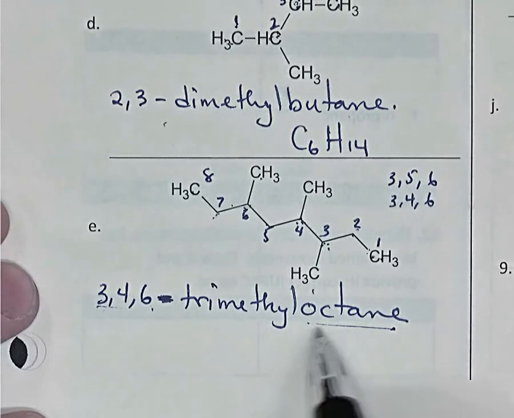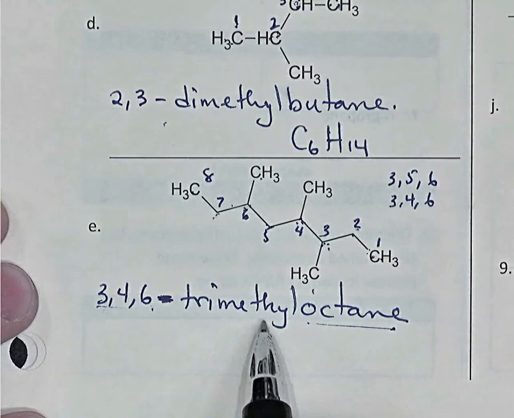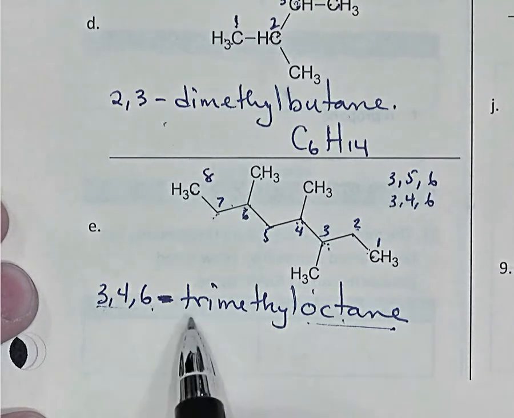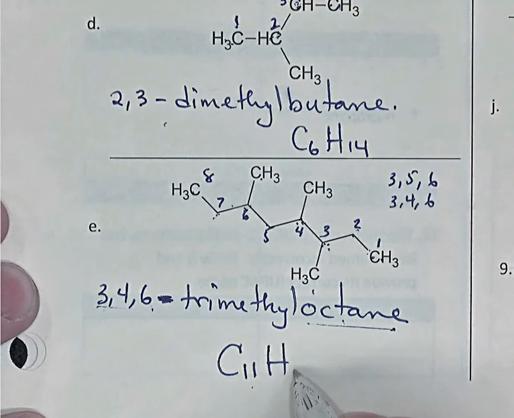Part E, octane has 8 carbons. Methyls have 1 carbon, but we have 3 of the methyls. So 8 plus 3, this would be C11. And then H, double this and add 2, H24. All right?